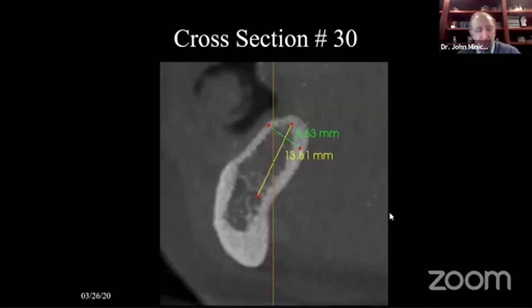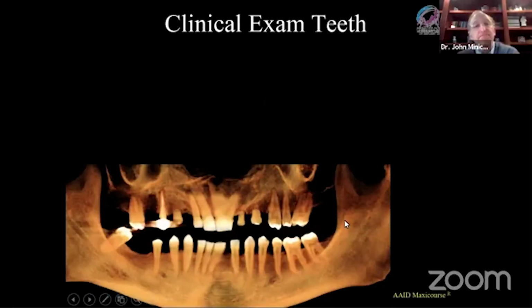She's also missing a tooth in the posterior right area. In the area number 30, we can see we have a 6.6 millimeter width by 13 millimeter width.